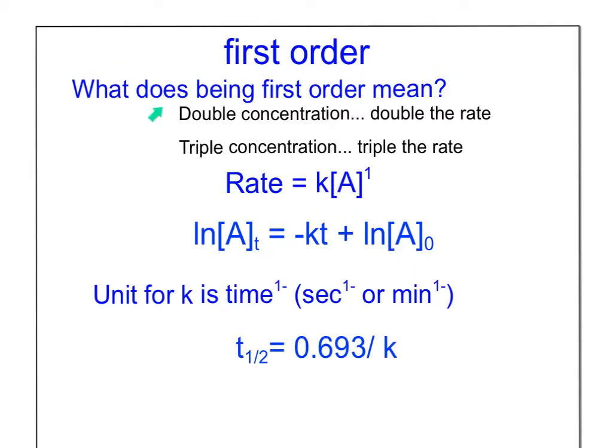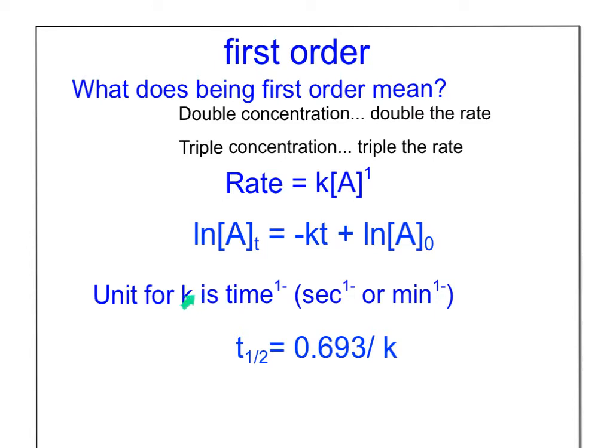First order, what does it mean? It means if you double the concentration, the rate will double. If you triple the concentration, the rate will triple. So whatever you do to the concentration, the same thing happens to the rate. We have a differential rate law, we have an integrated rate law. So if they ever say to write the rate law, you can use either one. One is usually more helpful than the other.